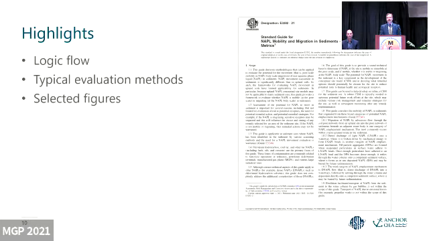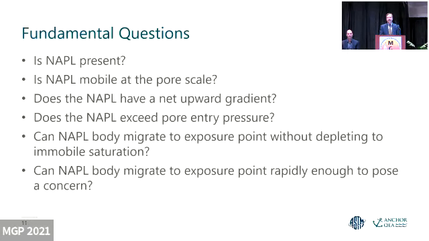So let's look at the logic flow and some typical processes that are used in evaluating NAPL mobility in sediments, and we'll use some of the figures from the document too. So the logic flow is sequential in terms of the questions we need to answer. So the first one is NAPL present? There has to be NAPL present for it to be mobile in sediment. The next question, like I mentioned before, is the NAPL mobile at the pore scale?